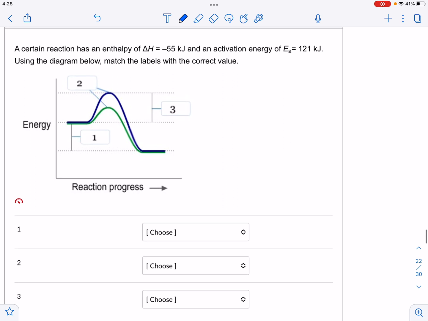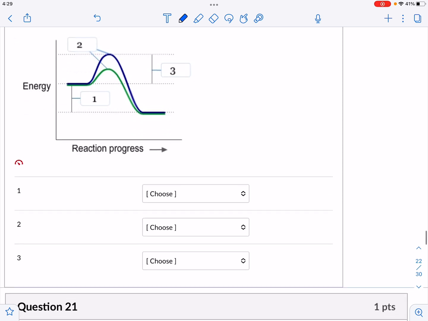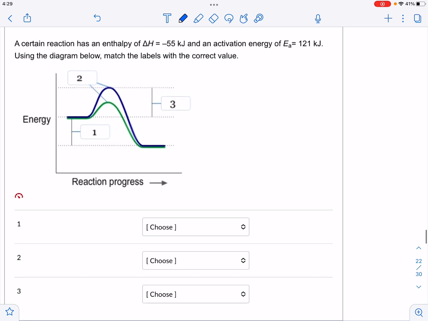A certain reaction has an enthalpy of minus 55 kilojoules and an activation energy of 121. Using the diagram below, match the levels with the correct value. I can't remember what the choices were here. But if you have a delta H equal to minus 55, then the minus 55 goes here.